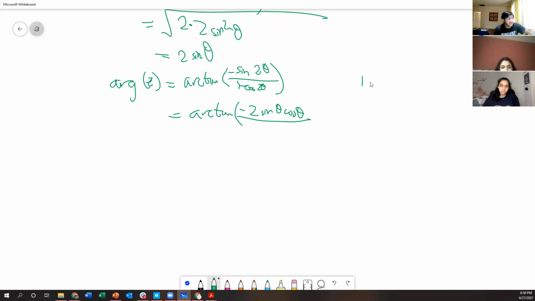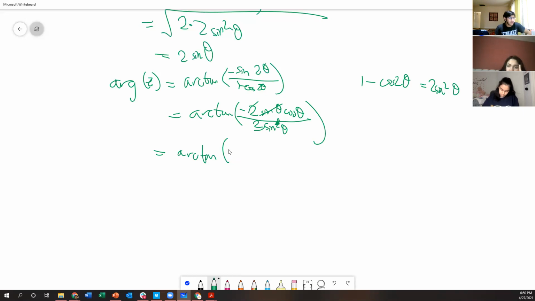1 minus cos 2 theta, we already found out in the previous problem using that identity. You remember what it was? 1 minus cos 2 theta is 2 sine squared theta. So if I plug that in, 2 sine squared theta, guess what I get? 2's cancel. Sine of theta here cancels with one of the sines here. So I'm going to get arctan, and this is going to look really awkward, but it'll simplify out nicely at the end. Minus cos theta over sine theta.